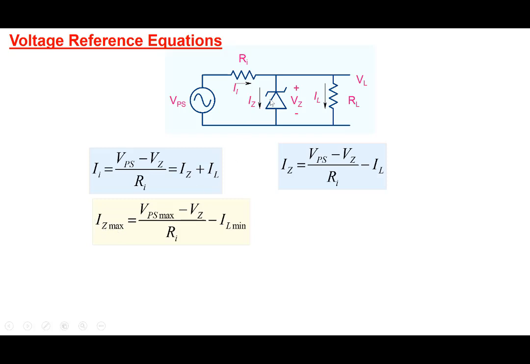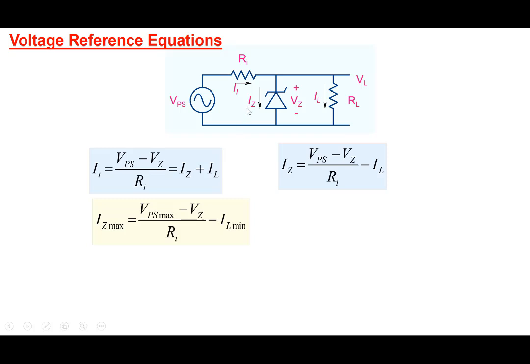So the maximum current that can flow through the Zener diode, given this circuit here, will be equal to, note that VPS here is shown as a sinusoid, but think of it as a DC plus an AC, a DC plus a sinusoidal ripple. The maximum value of Zener current, as you can see from this equation, will occur when VPS is maximum and VZ is fixed, RI is fixed in a circuit, and when load current is minimum, right? So the maximum value of Zener current would occur when this current is maximum and load current is minimum. The difference of the two will give rise to the maximum Zener current, IZ max.